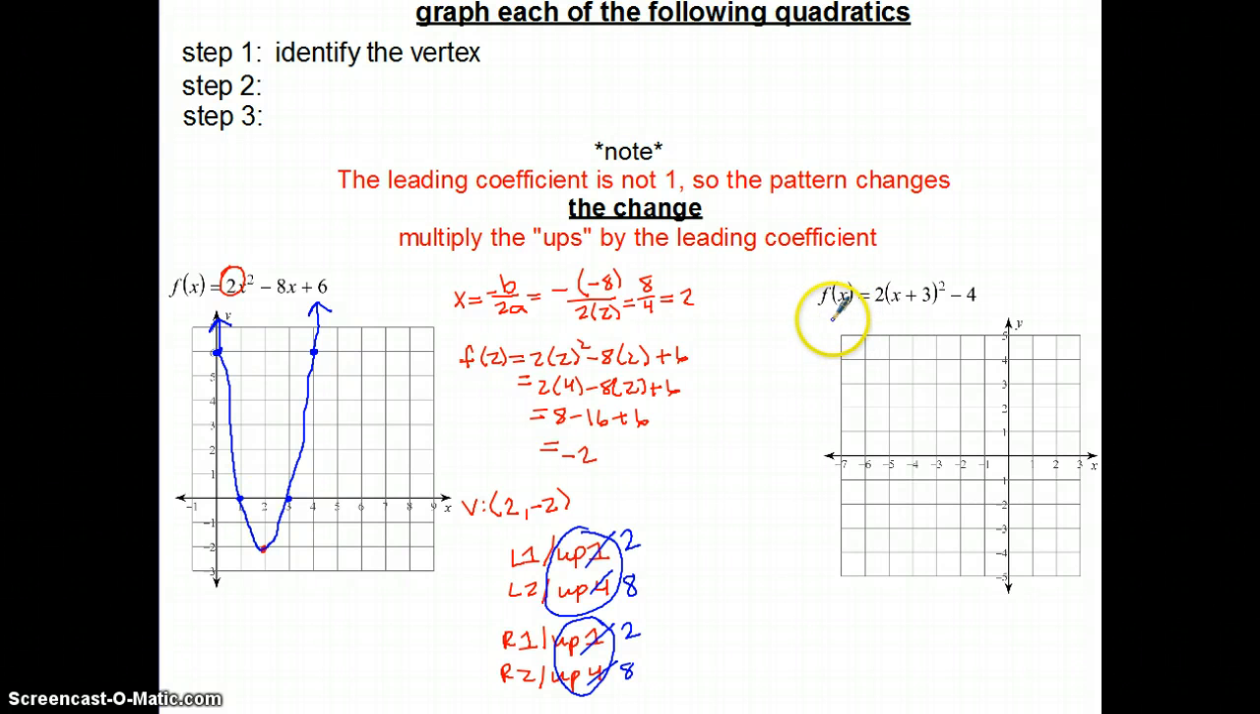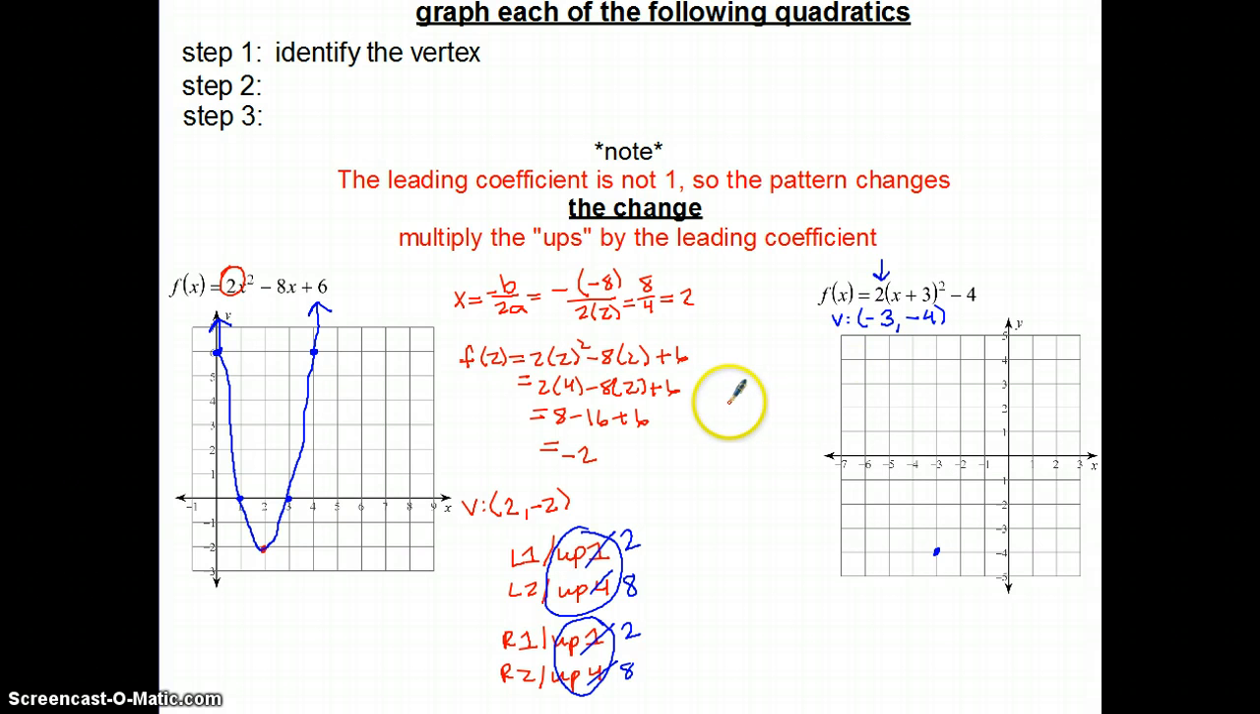On the right, first thing I'm going to do is find my vertex. It is opposite of the number being added to the x, so here it's a -3 for my x value and a -4 for that y value. So I go left 3, down 4. This is my vertex. Now I'm multiplying all of my ups in my pattern by a +2.